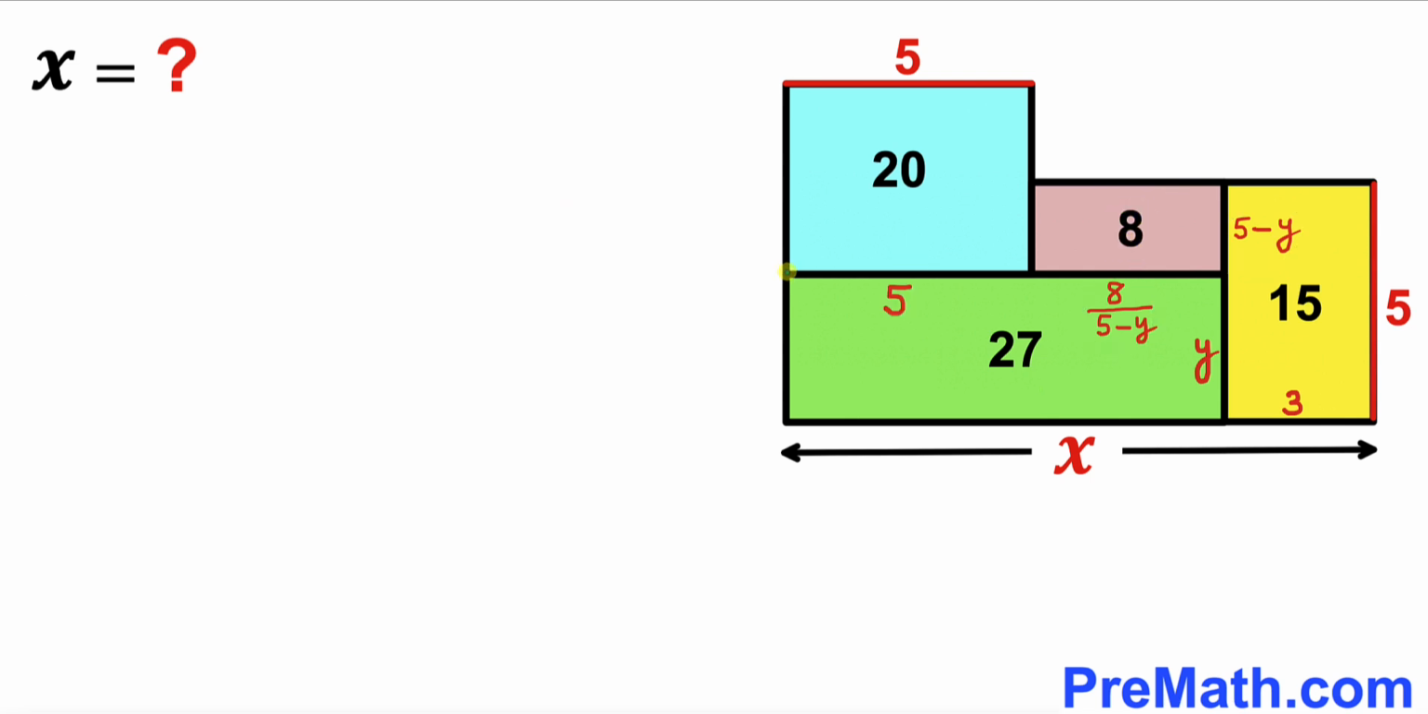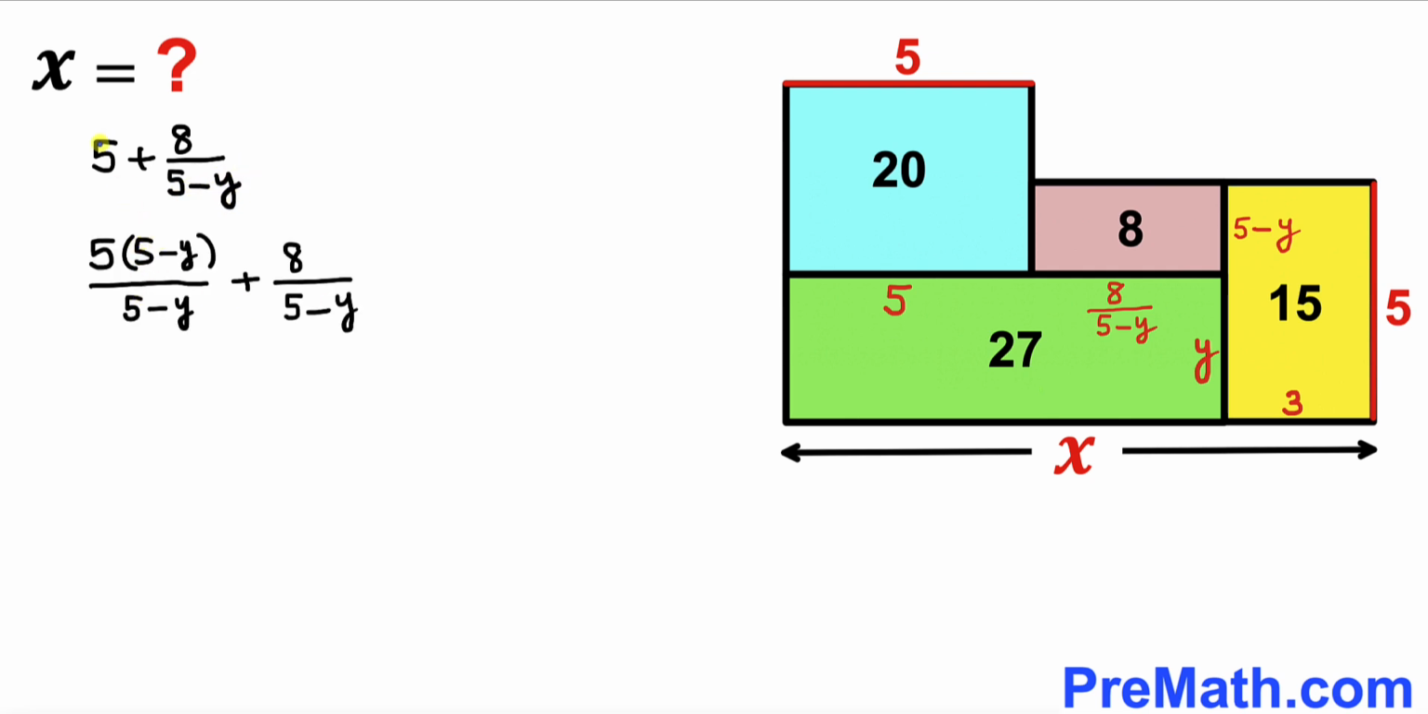And now let's make an observation. We can see that this blue side length is 5 units and this next pink length is 8 divided by 5 minus y. So therefore this whole length is going to be the sum of these two numbers, this 5 plus 8 divided by 5 minus y. So therefore let me go ahead and write down 5 plus 8 divided by 5 minus y.